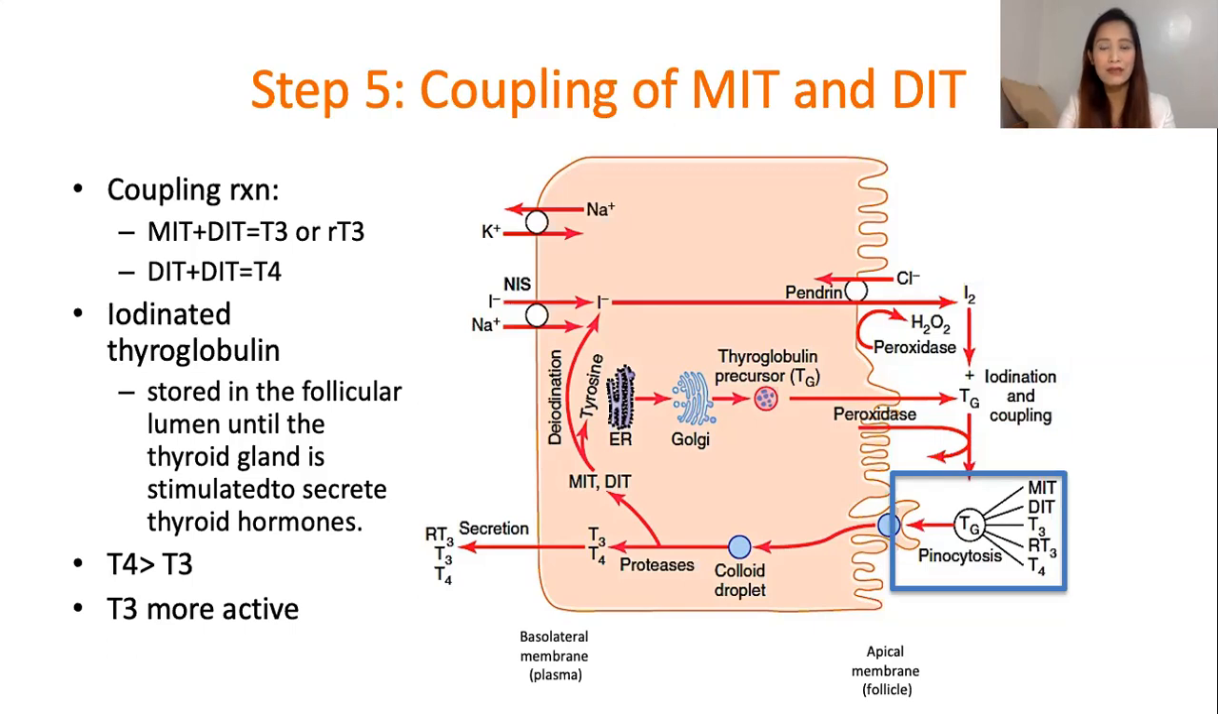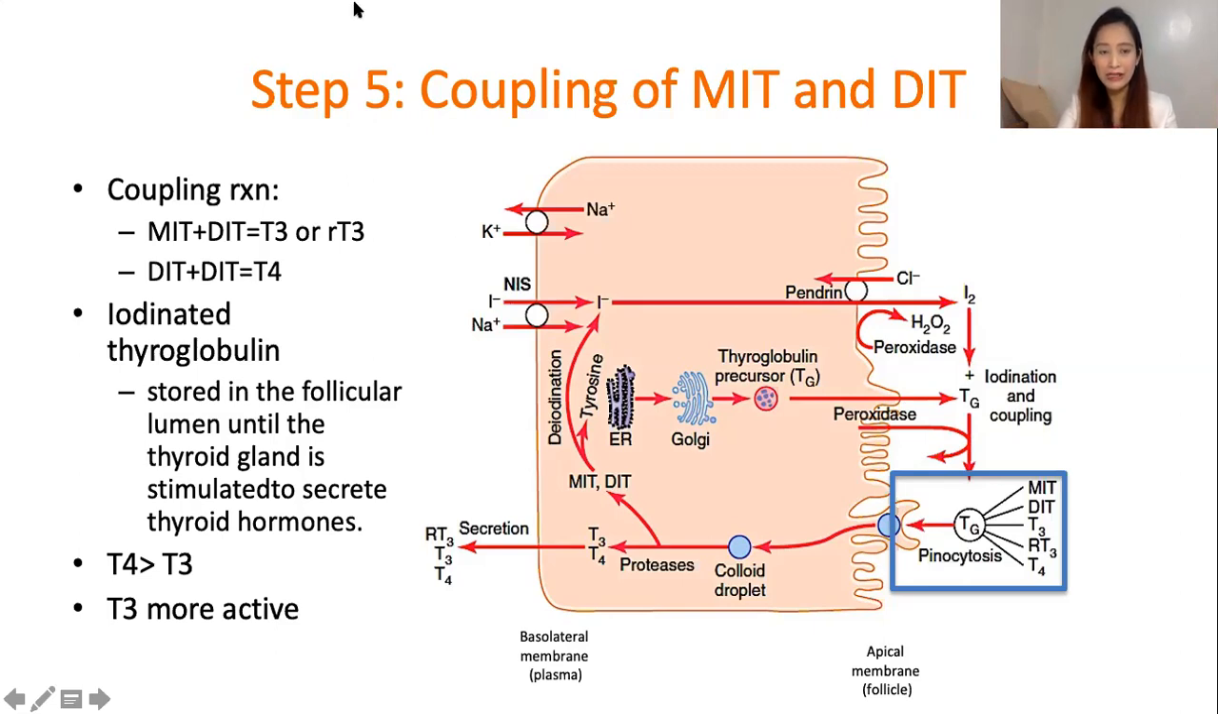So next, we have your coupling reaction. The coupling reaction is when the organified iodine, your MIT plus DIT, will combine to form T3 or RT3, and two DIT residues will form T4. So 1 plus 2 equals 3, 2 plus 2 equals 4. As simple as that. And that's your step 5.